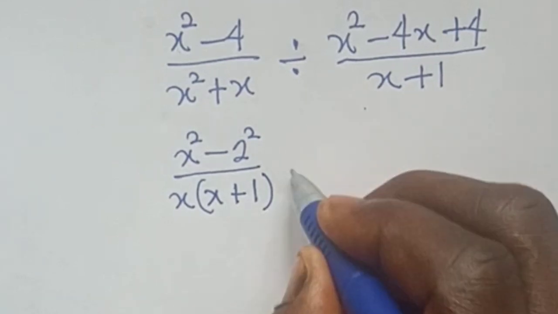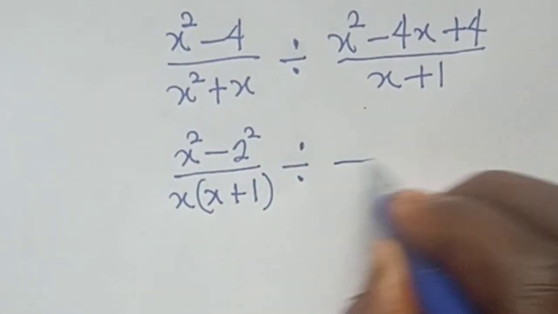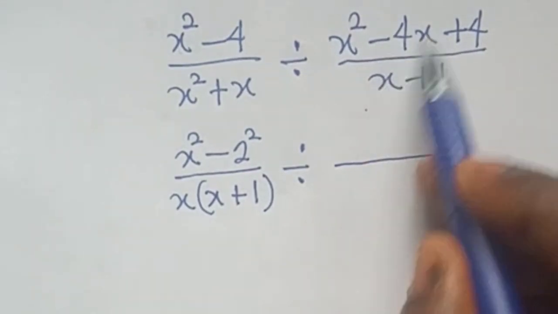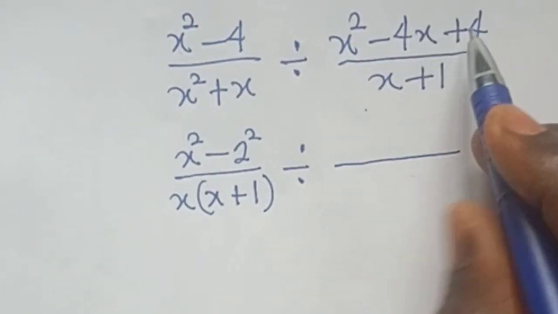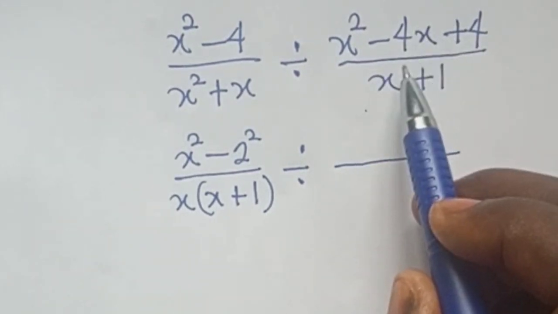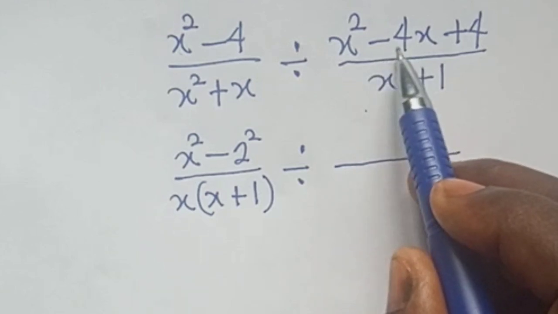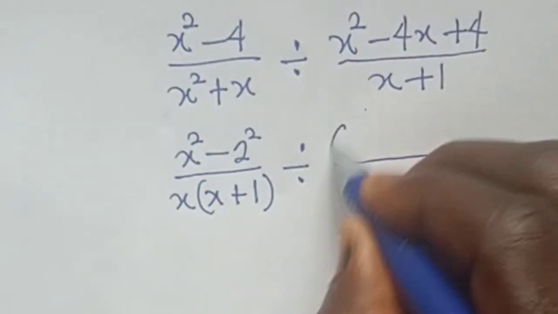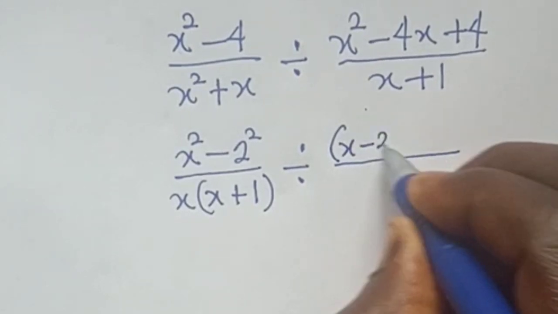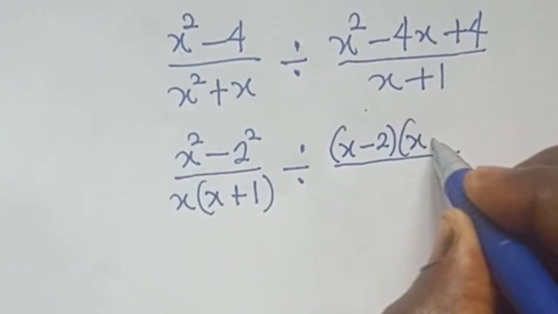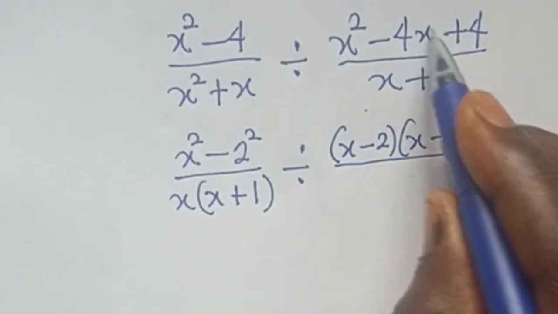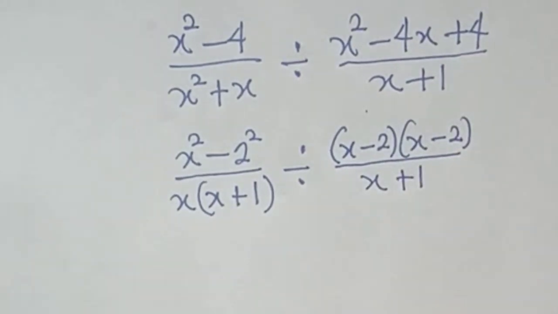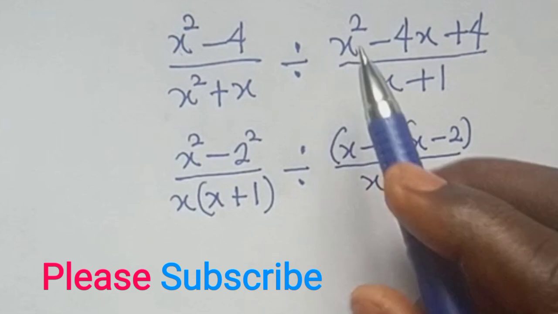Divided by, this very one is a quadratic equation, and the factors can be -2 and -2. -2 plus -2 will be -4, and -2 times -2 will be +4. So the factors therefore become (x - 2) and (x - 2) for this very one, all over x + 1.